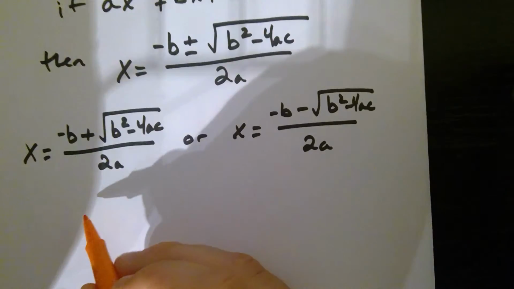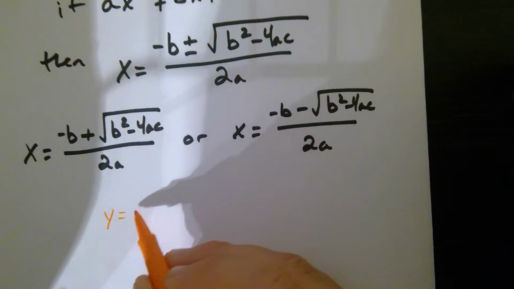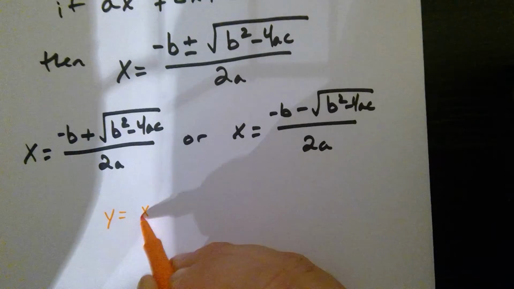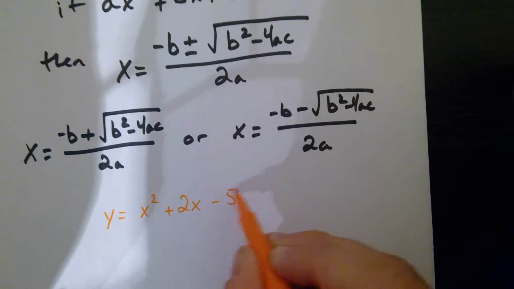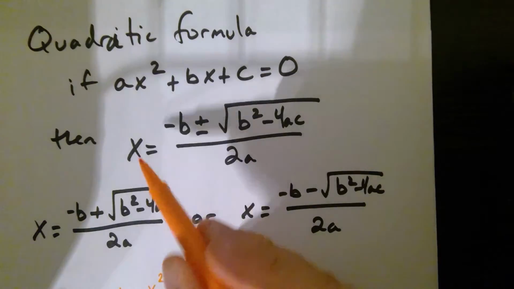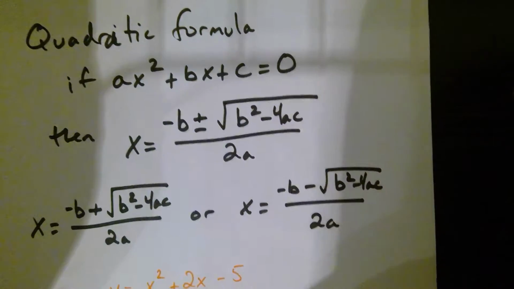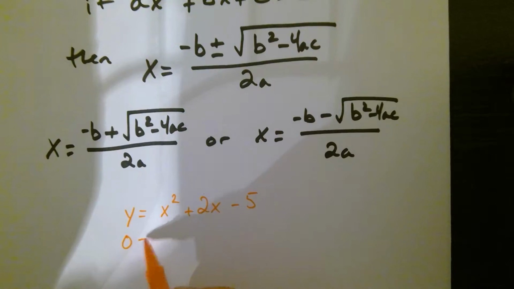Let's start with a simple one. We'll say that y equals x squared plus 2x minus 5. We have to identify a, b, and c: ax squared plus bx plus c. First off, we know that y has to equal 0.